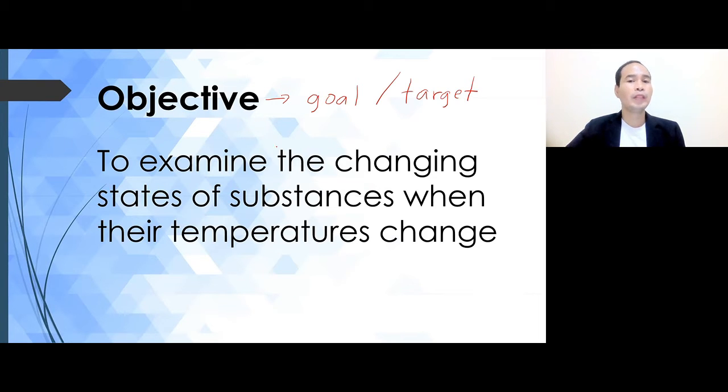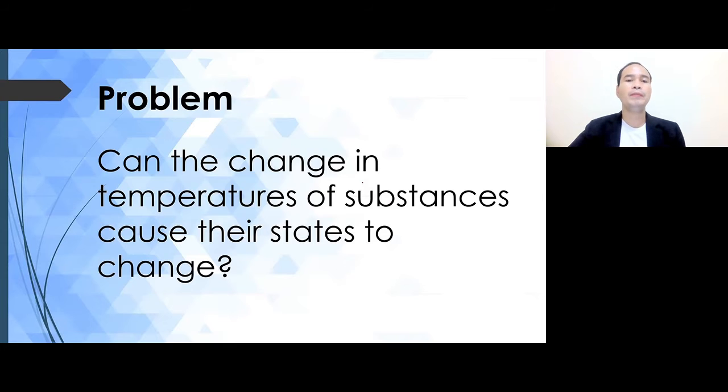So our target, our goal is to examine. If you say the word examine, that is to look at it, to look and study. So you're going to look at the experiment and analyze, study what you think is happening there. So to examine the changing states of substances when their temperatures change. Okay, problem. Let's read first. Can the change in temperatures of substances cause their states to change?